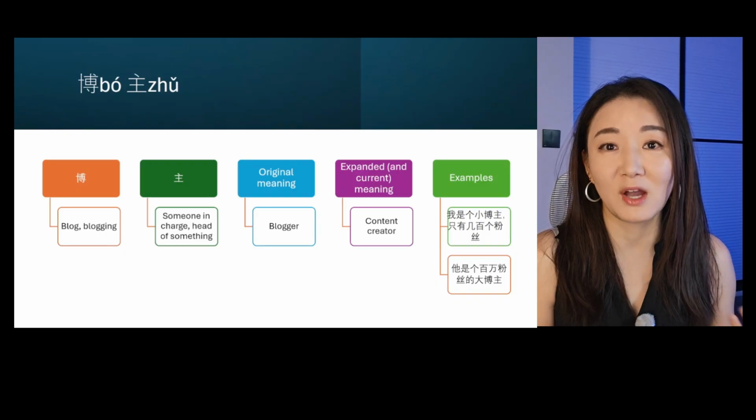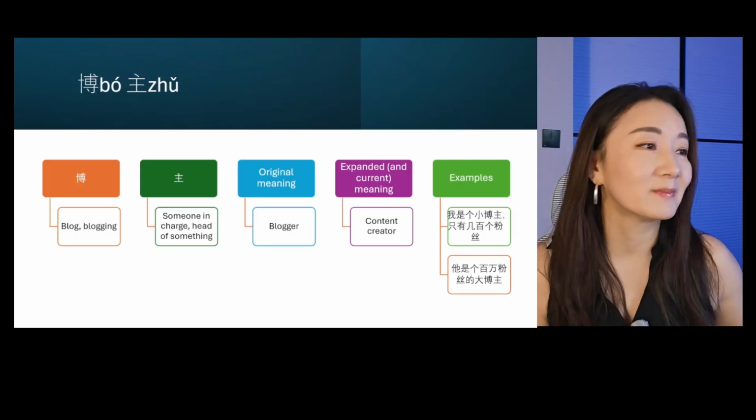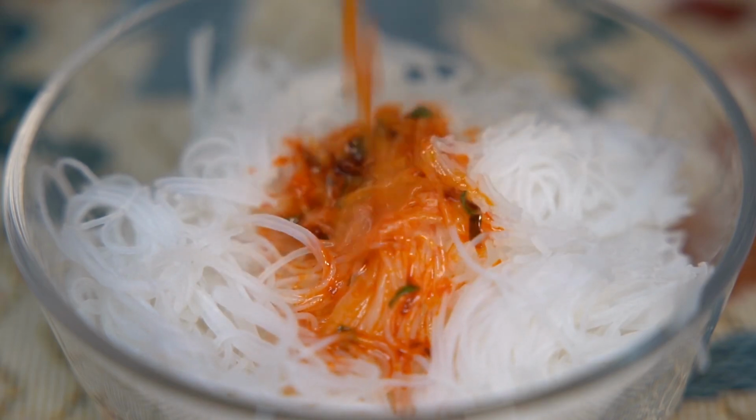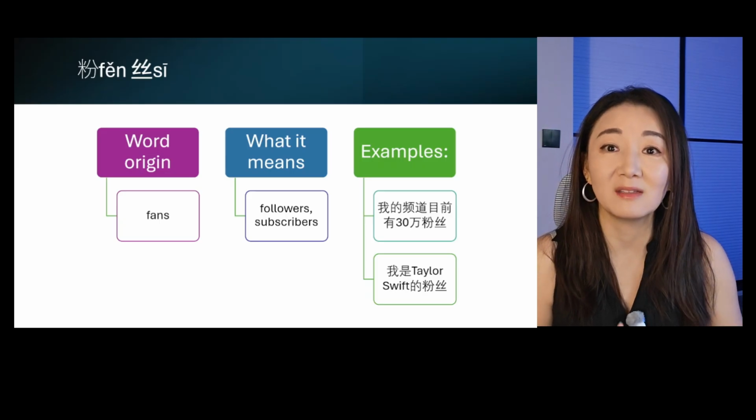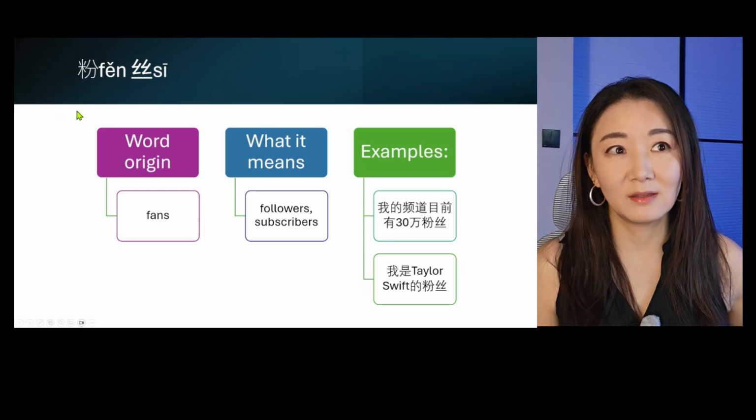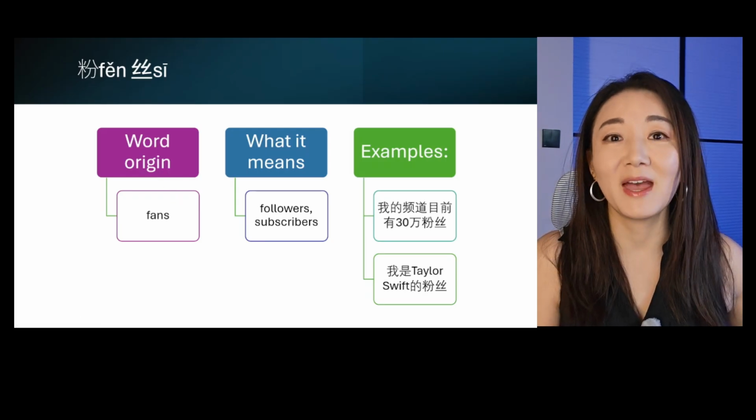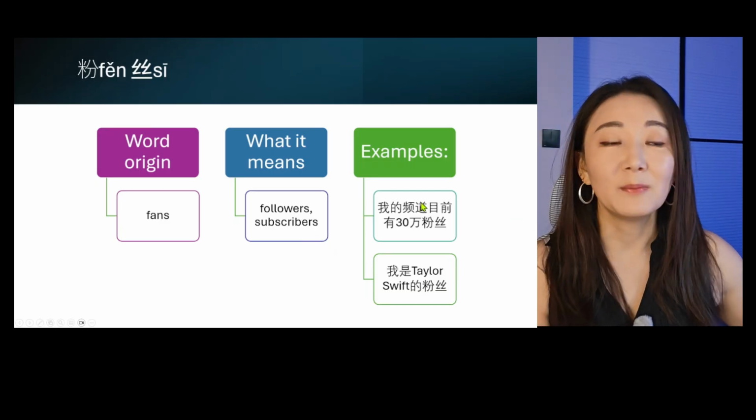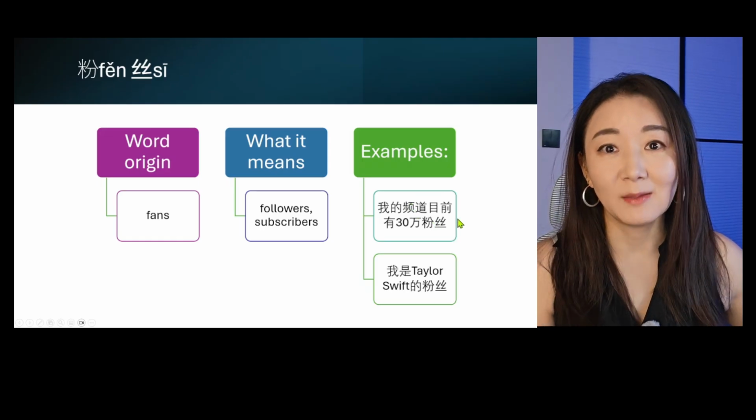In the two examples we just talked about, we had a word called 粉丝. So let's dive into what 粉丝 is. If you're not familiar with the word, 粉丝 actually means glass noodles. But in the context of content creation or social media, 粉丝 actually means fans or followers or subscribers. Under this context, the word origin is fans. So it's not a Chinese word. It's just how an English word fans is pronounced. How is it used in sentences? The first example is 我的频道. 频道 means channel. 目前 currently, at the moment.